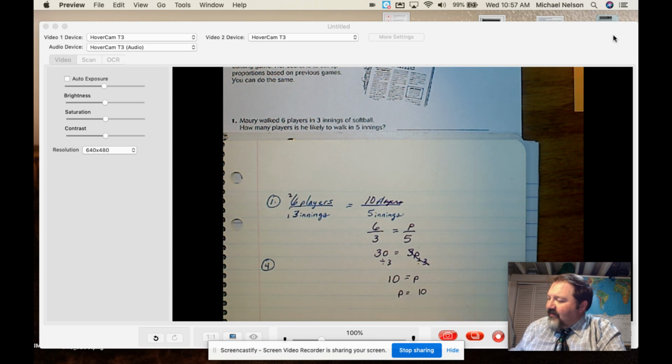So the answer to the question about Mari walked 6 players in 3 innings, how many players is he likely to walk in 5 innings, means 10. He's going to walk 10 players.